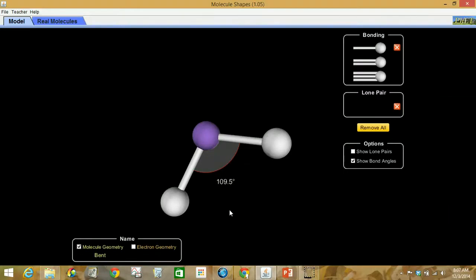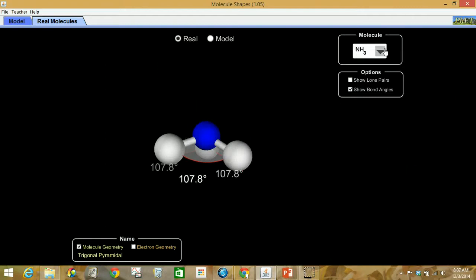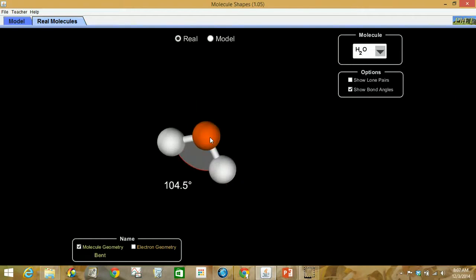Okay, so we already looked at number 4. We looked at ammonia to see the real molecule. Let's take a look at water so we can see that. So this has two lone pairs on it. So notice that bond angle, it's less than 109.5. It's even less than what we saw in the ammonia molecule. So again, that extra non-bonding pair is going to push those legs even closer together.